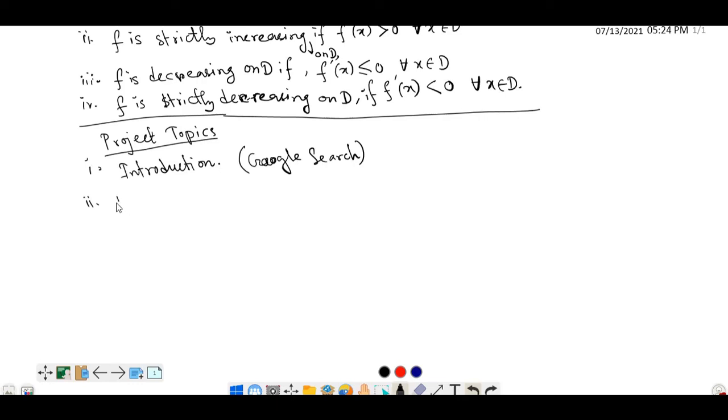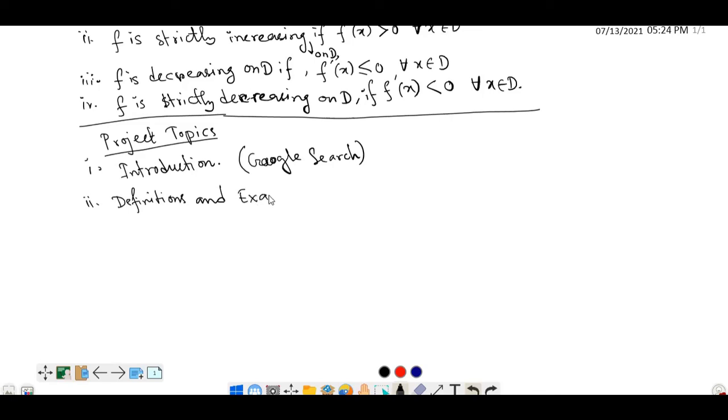Then you can come to the definitions. All the definitions you are giving, and examples. Remember, corresponding to each definition, you should give an example with the graph. So it will be very clear to the examiner what you have understood about this thing.